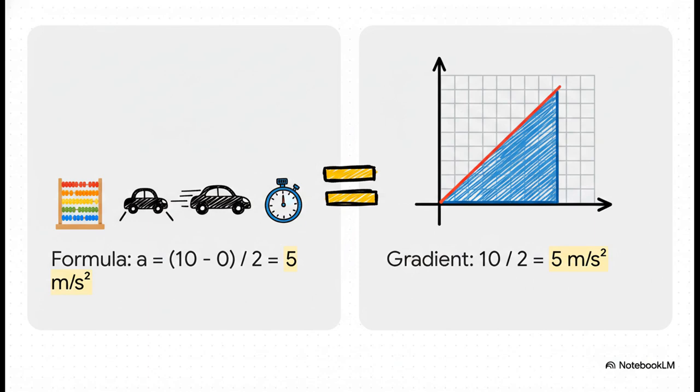So let's put our two methods side by side. Over on the left, we've got our formula, which gave us 5. Now, on the right, let's use the graph. The rise, our change in velocity, is 10. The run, our change in time, is 2. And what's 10 divided by 2? It's 5. It's the exact same answer. See? The graph isn't a different method. It's just a picture of the same exact math.